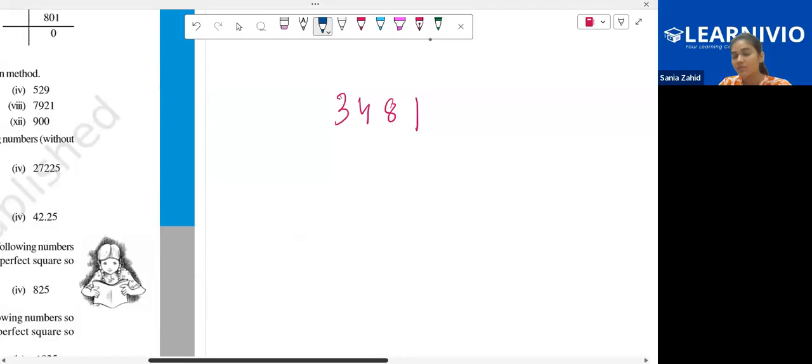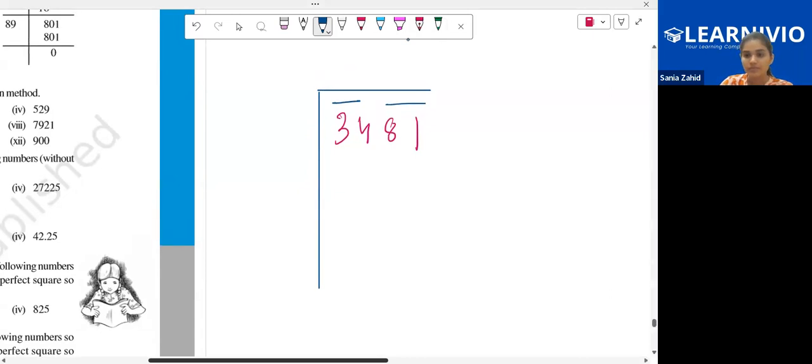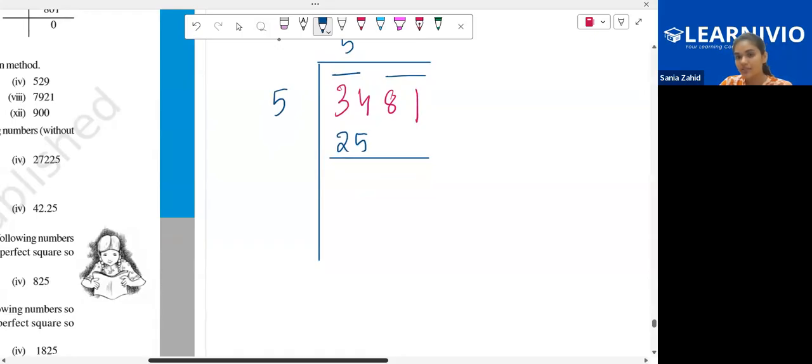Rida, is 481 a pair? What is the meaning of a pair? 34 and 81. Yeah. Now what you will do? Tell me, is 34 a perfect square? No, ma'am. Which number smaller than 34 is a perfect square? Ma'am, 25. Okay. So I will take 5 into 5 gives me 25. What is left now?